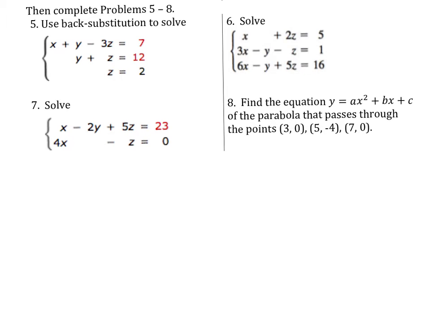Okay, this is from 7.3 homework. Someone asked about number 6 and number 7. So I'm going to go ahead and write down number 6 first. Actually, I'm just going to look at it. If I look at number 6, the first equation already has the y canceled out.